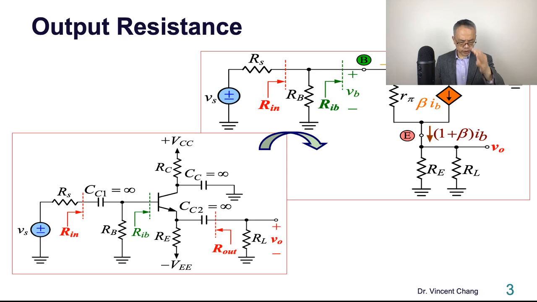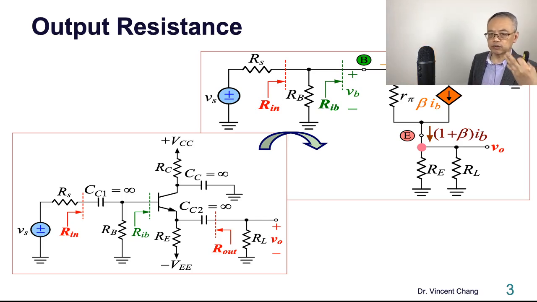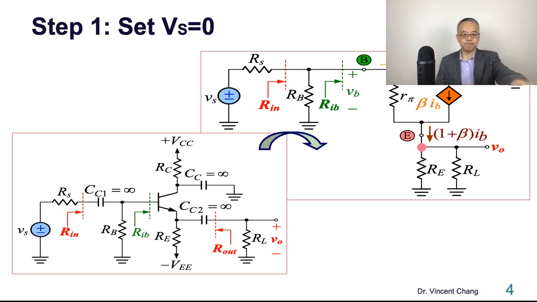Now in this lecture, we are going to focus on the third parameter, which is the output resistance, excluding RL. So looking back into the amplifier, the output resistance Rout, excluding RL. It's the resistance, if you look at the equivalent circuit on the right-hand side, between the pink point and the ground, looking back into the amplifier, excluding the load resistance.